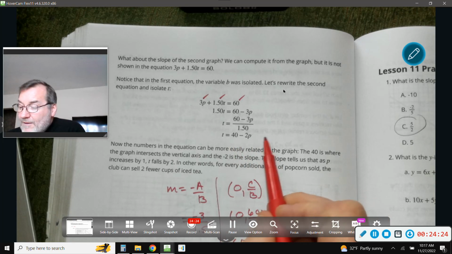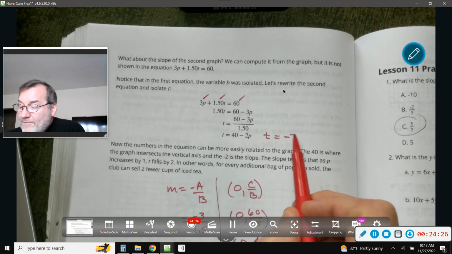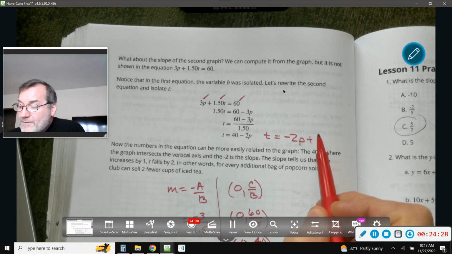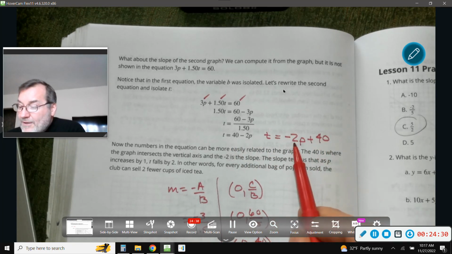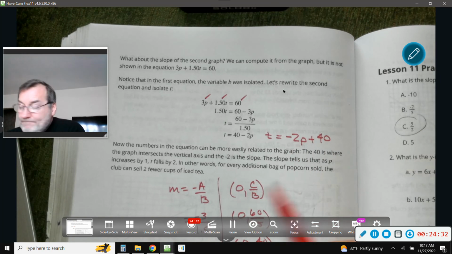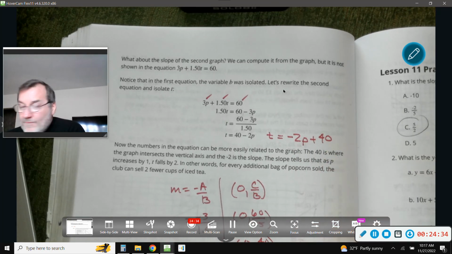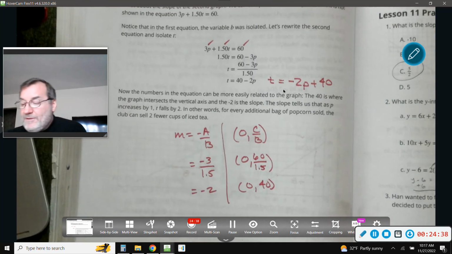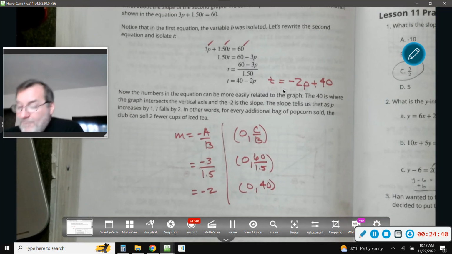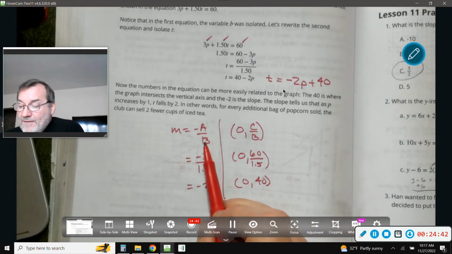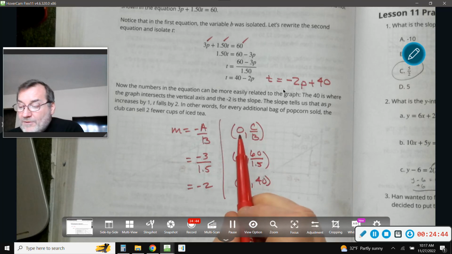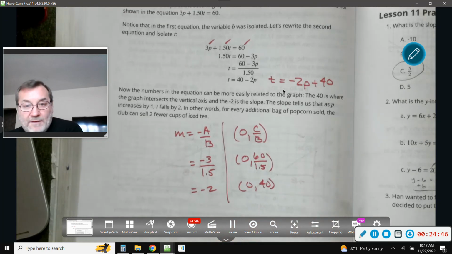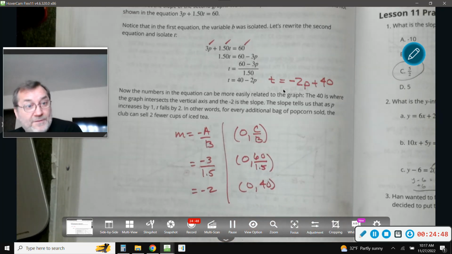So what's that telling me? If I rearrange this, t equals a negative 2p plus 40. There's your negative 2. There's your slope. And there's your 40, which is your y-intercept. Right? So there are any number of ways that you can maneuver these things around. But remember that the slope is negative a divided by b, and your y-intercept is 0, c divided by b. And you can look at the numbers and just spit out the answers.